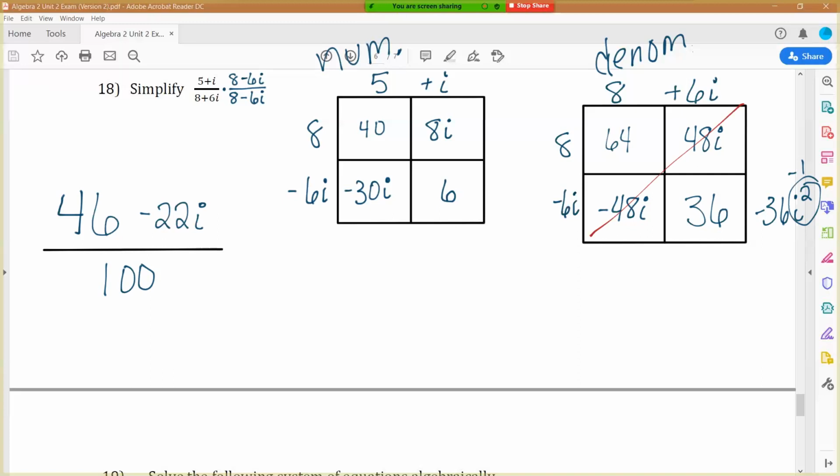When I look at my answer, 46 minus 22i all over 100, all of those numbers are even, so I'm going to have to reduce. Just divide every term by 2. So actually, my final answer, I would write 23 minus 11i divided by 50.